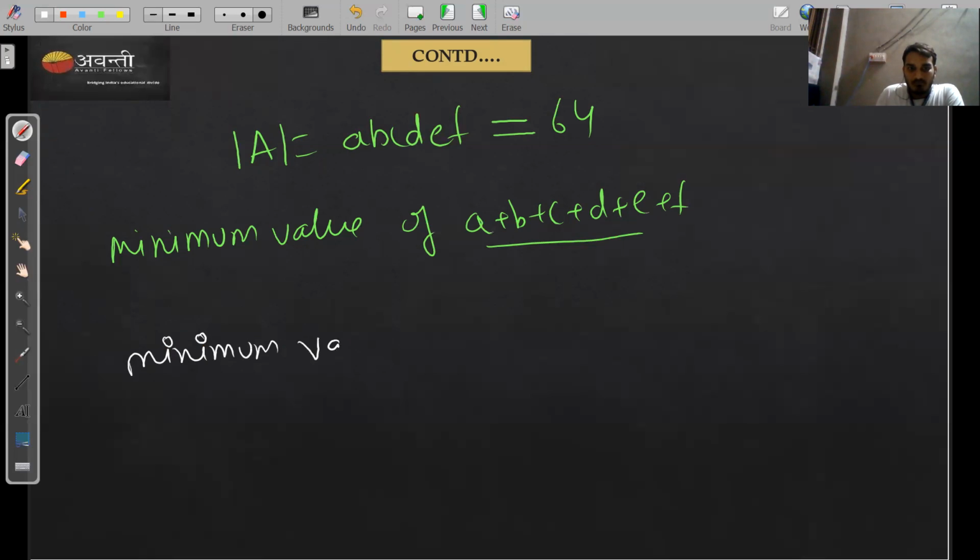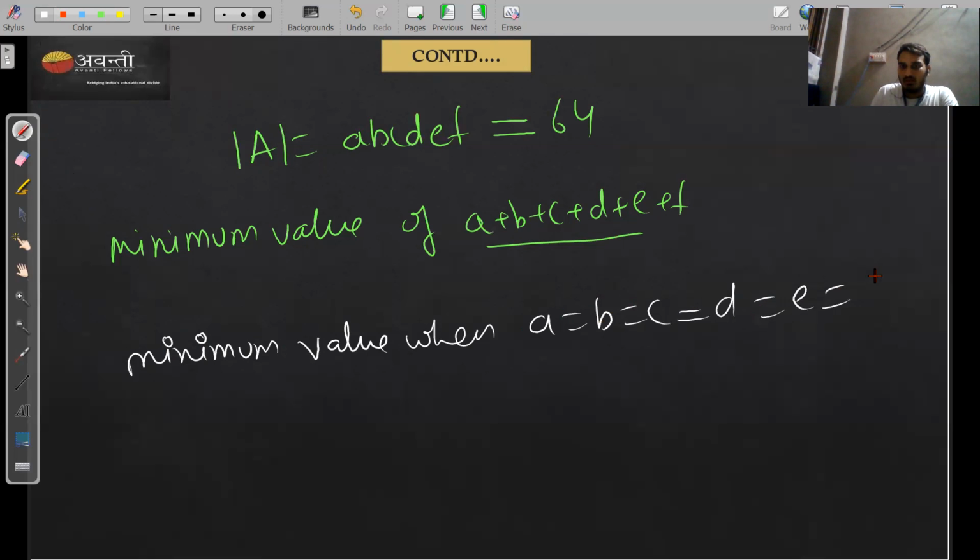Minimum value when? We know this. When A is equal to B is equal to C equal to D is equal to E equal to F, right? So when all these values are equal, only then can it be minimum. So it implies the minimum trace of A is 2 times A, all are equal, let's say 2 times A, right?